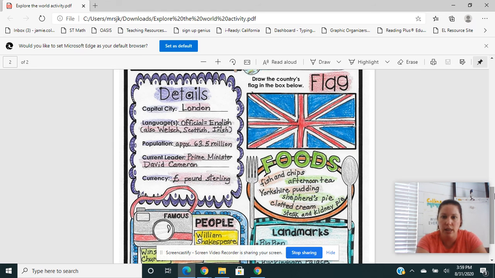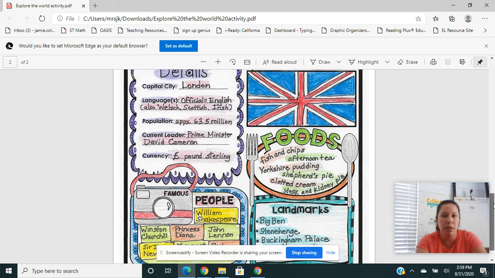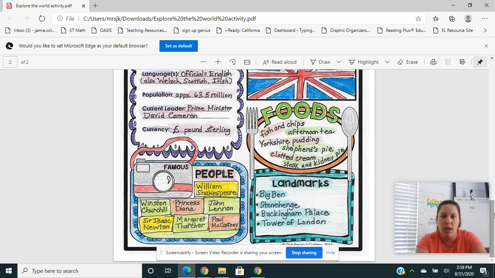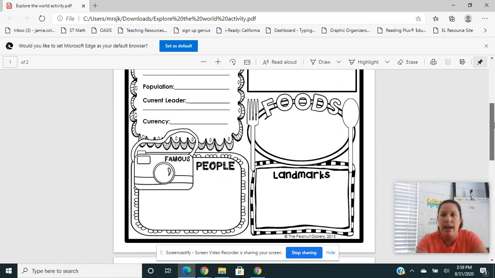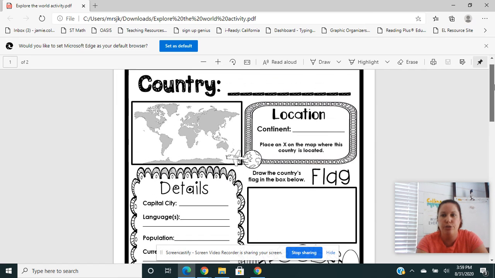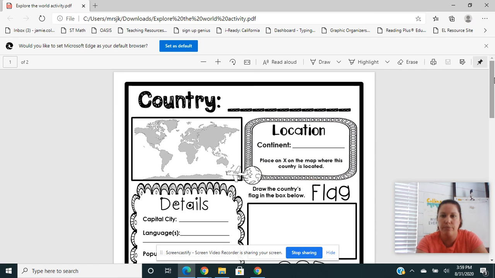Here's the flag of England, the types of foods that are popular there, famous people, and then landmarks that you would notice in England. So all of this information is going to help us to write an essay on our dream travel.